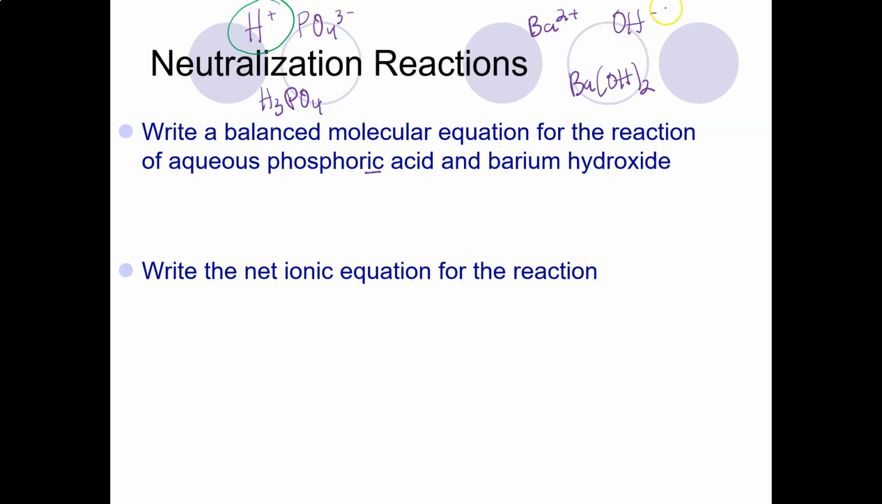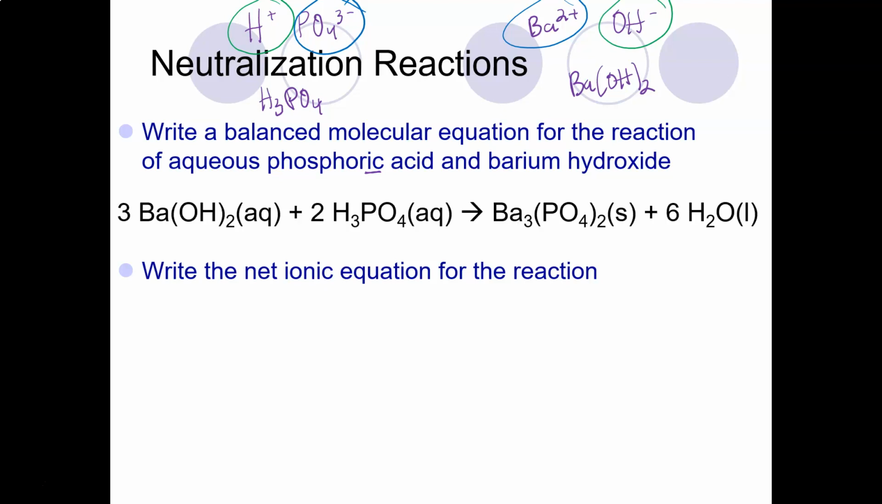Positive charge here is going to go with the negative charge there. Then I'm going to have to look at solubility rules. So when I put this all together, barium hydroxide and phosphoric acid becomes barium phosphate, which is insoluble, and water, which is HOH, which is a liquid.